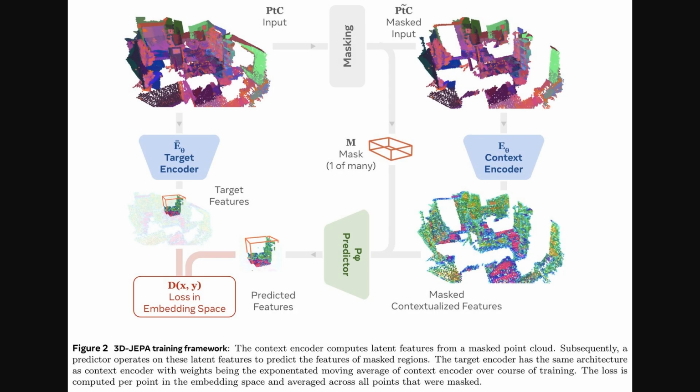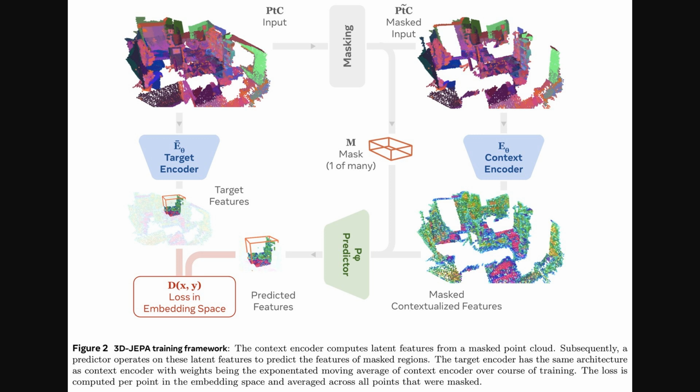Okay, so Figure 2 zooms in on how that 3DJEPA encoder we just talked about is trained. This uses a self-supervised learning approach. First, the system takes a 3D point cloud and masks or hides parts of it. A context encoder then processes this incomplete data to generate latent features, which are essentially compact, learned summaries. A predictor then tries to guess the features of those hidden parts.